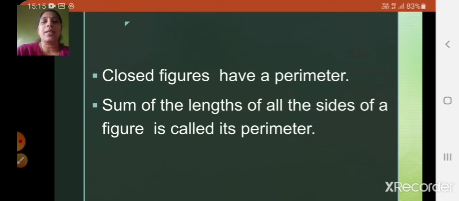Similarly, if you take a rectangle, it also has got four sides, so you will add all those four sides and you will get the perimeter of the rectangle. If you take the example of a triangle, it has got three sides, so you will add all the three sides of the triangle and you will get the perimeter of the triangle. Understood children? So closed figures have a perimeter, and the sum of the lengths of all the sides of the figure is called its perimeter.